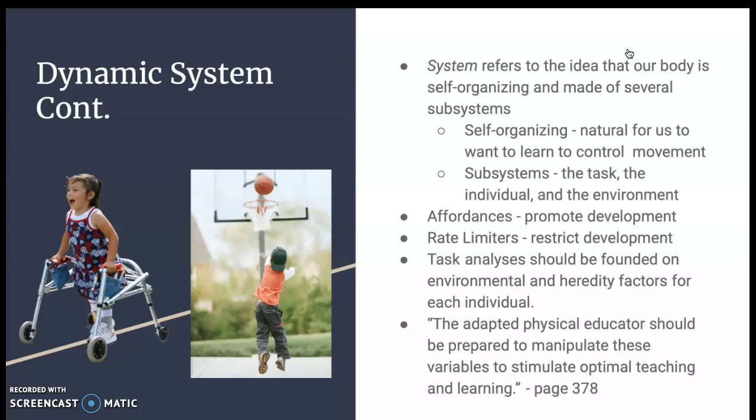All of us, disabled or not, have experienced both affordances and rate limiters. Heredity and environment play a key role in the process as well. And as adapted physical educators, as we analyze each student, it's important to recognize the environment and hereditary factors for each individual so that ultimately we can adapt and promote learning.